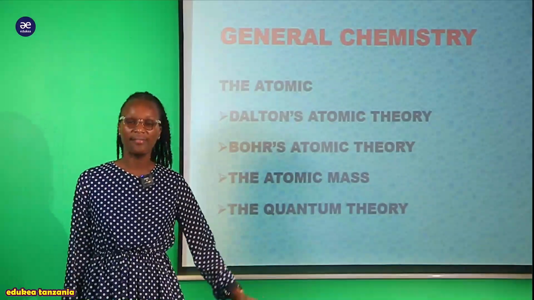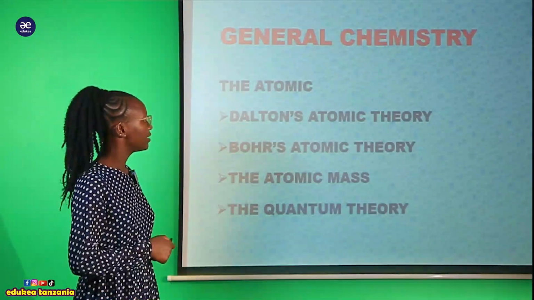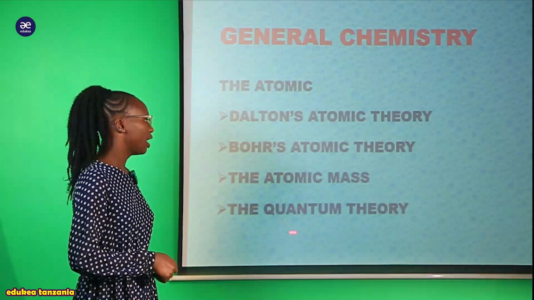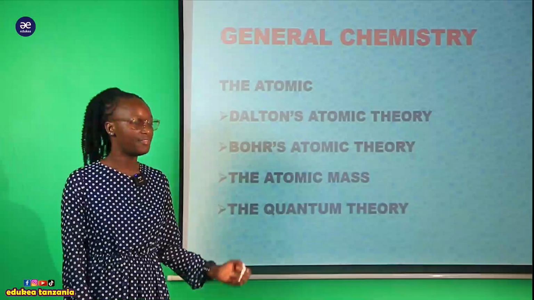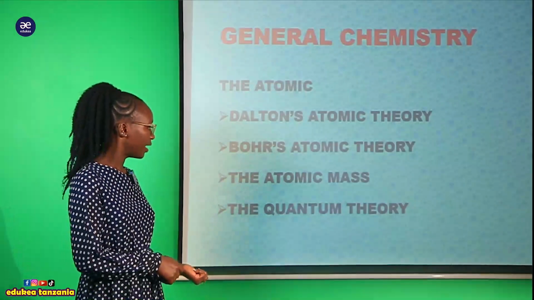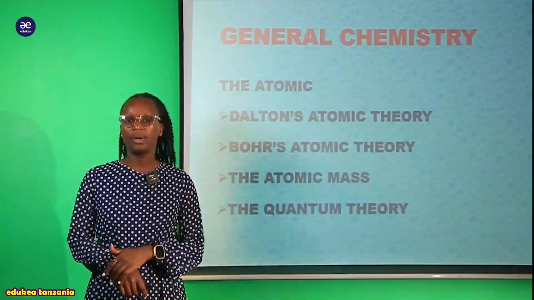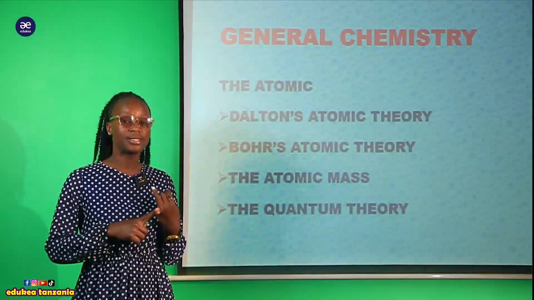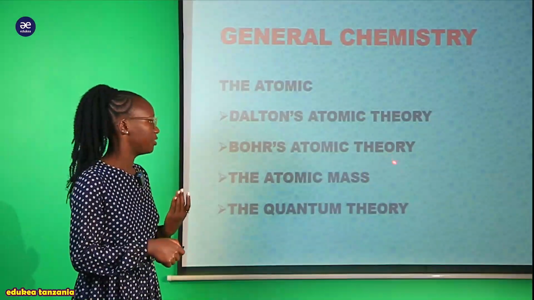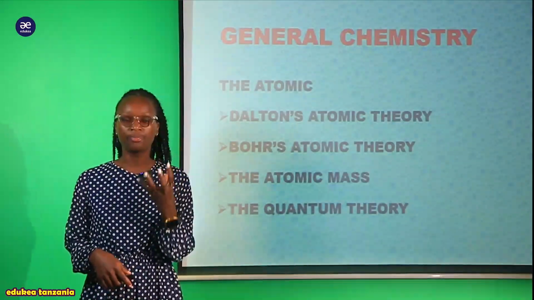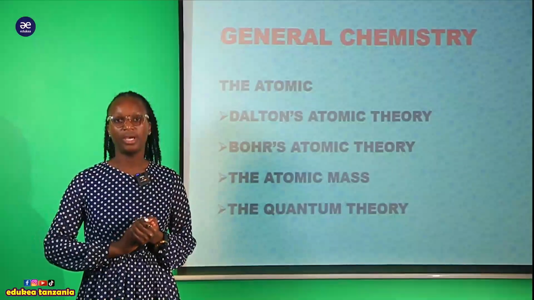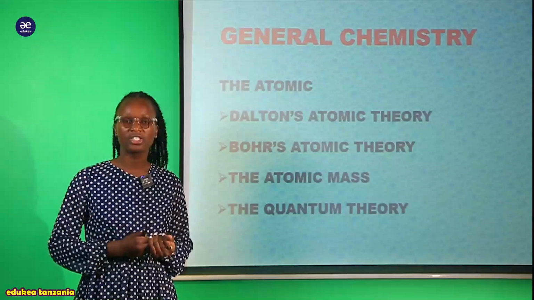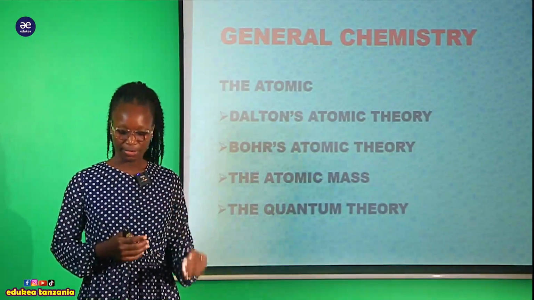In the atomic, we have the following subtopics: Dalton's atomic theory, Bohr's atomic theory, the atomic mass, and the quantum theory. Finally we are going to look at the quantum theory. But my student, you see that in Dalton's atomic theory we have finished, and we discussed the same in Bohr's atomic theory. We saw that Bohr came with the issue of the spectra: band spectra, line spectra, and also the concept of the hydrogen spectrum.